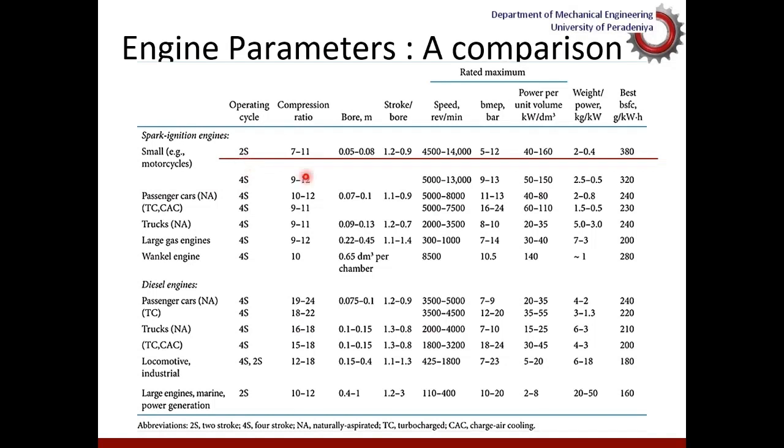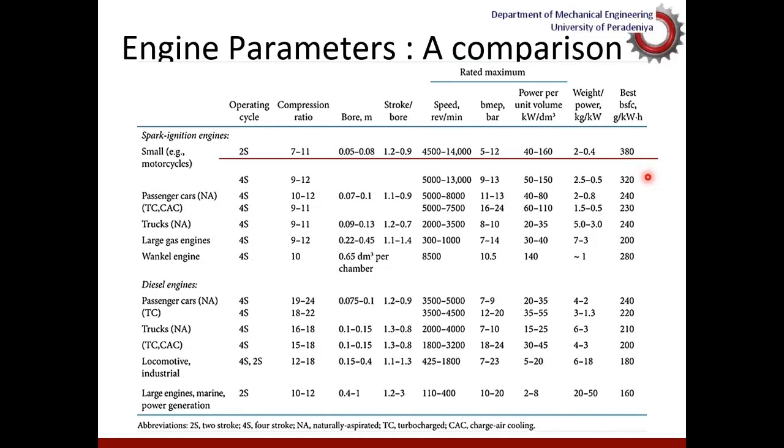The compression ratio could be in the range of 7 to 11. The stroke to bore ratio, the maximum speed, rated maximum speed, rated maximum brake mean effective pressure. It's about 5 to 12 bars, not in kilopascals, it is in bars. That means 500 to 1200 kilopascals. And the power per unit volume, weight to power ratio, and the best brake specific fuel consumption.